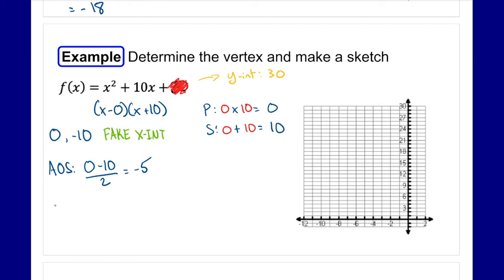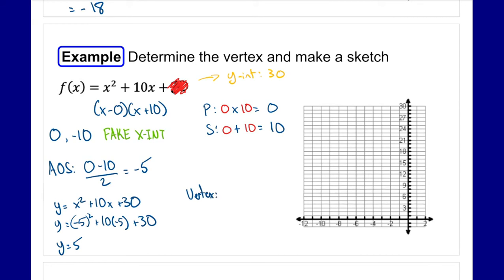I take that and I plug it back into the original equation. So the original equation was x squared plus 10x plus 30. I now have negative 5 squared plus 10 times negative 5 plus 30. In this case, then, my y value equals 5. So therefore, my vertex is negative 5, 5. So again, I can plot my vertex now, so negative 5 and 5.